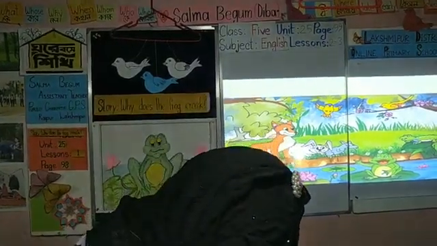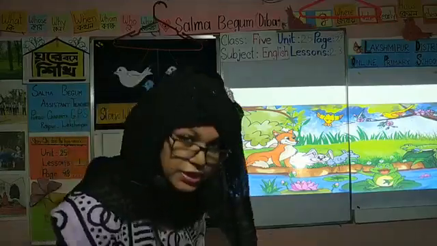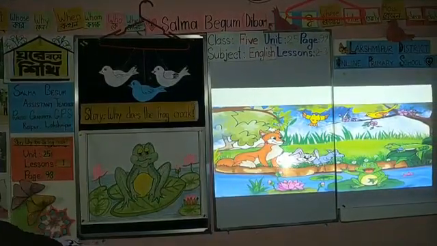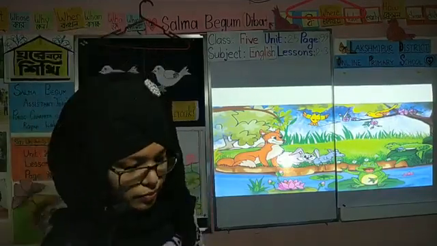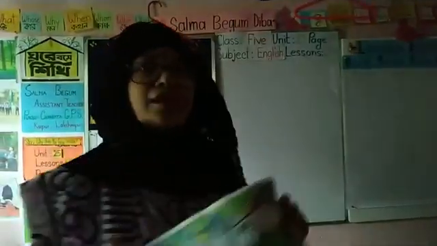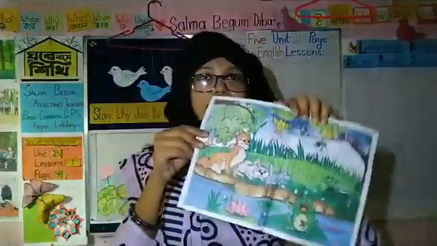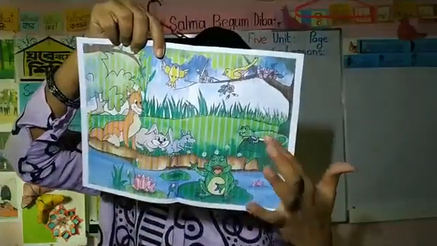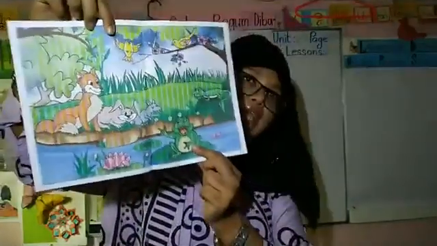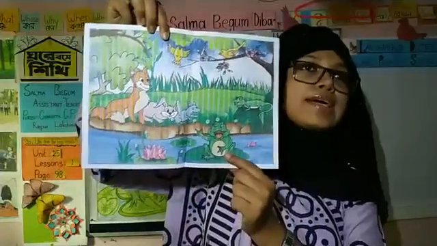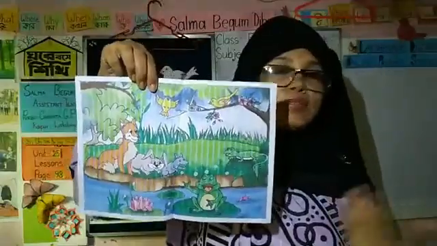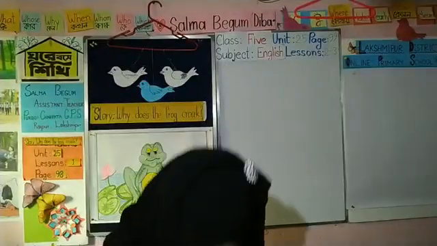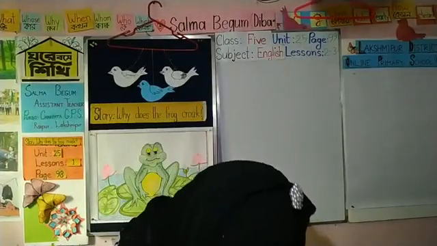Now look at the picture. Can you see this picture? What is here? Okay. For better understanding, I'm going to show you in the picture also. Oh, my electricity is gone again. Okay, I have the picture. You can see here a fox, a rabbit, a rat, a lizard. And what is the frog doing? Yes, the frog is singing. So let's listen to what they are saying about his singing. So today we're going to read, Why Does the Frog Croak?